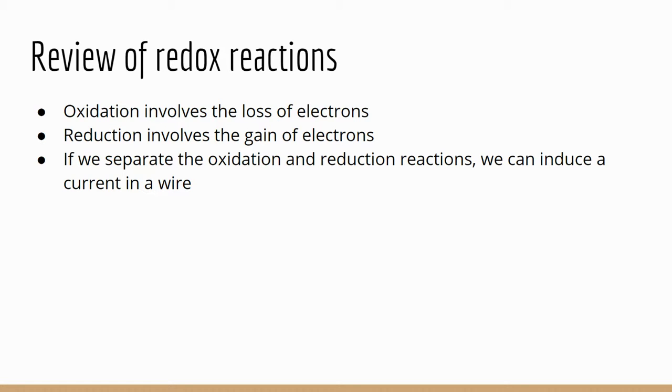Oxidation involves the loss of electrons. Reduction involves the gain. How this applies to electrochemistry is that if we separate the oxidation and the reduction reactions, we can induce a current in a wire. This is how batteries fundamentally work, and that's what we're going to be talking about in this chapter.